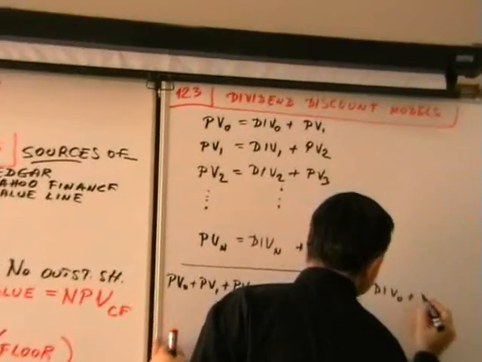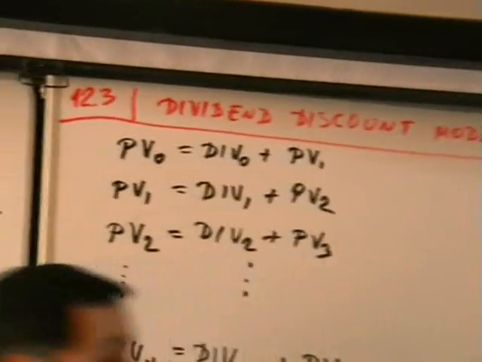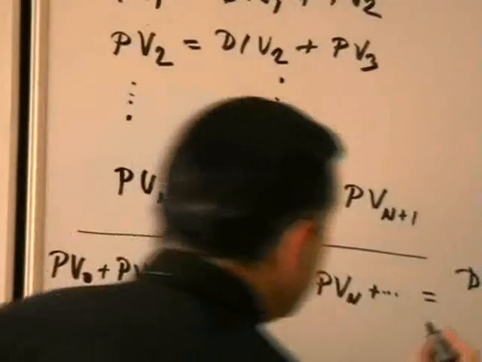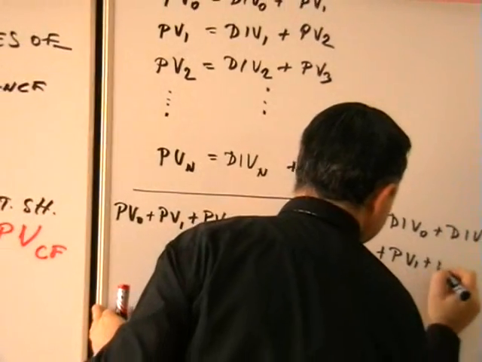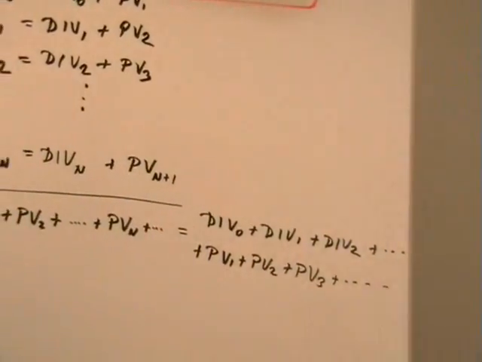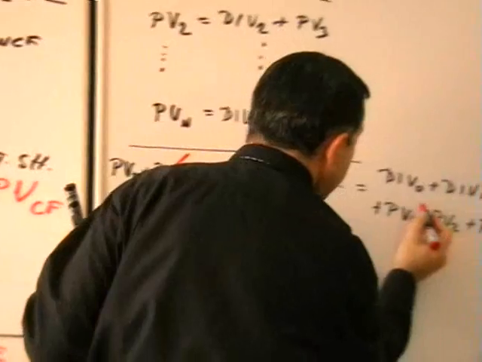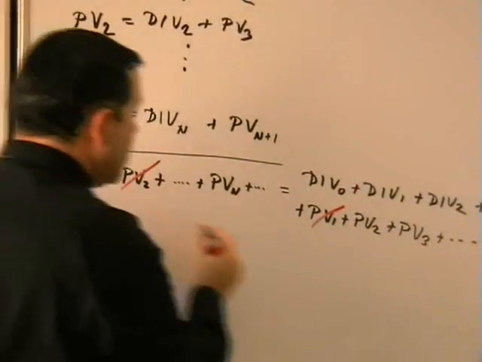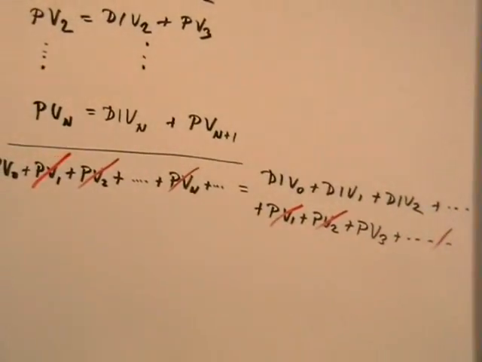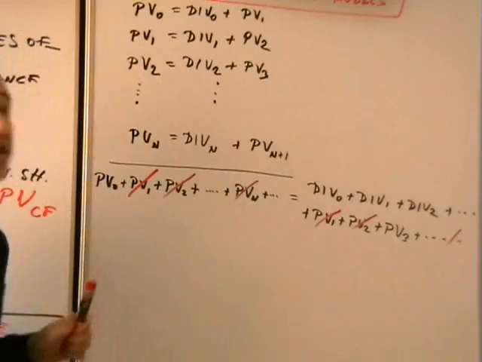Dividend 0 plus dividend 1 plus dividend 2, plus dot dot dot, and then I have plus PV1 plus PV2 plus PV3 plus dot dot dot. Now we have cancellation. This PV1 cancels with this PV1. PV2 cancels with this PV2. PVN cancels with PVN. And everything cancels out, unless PV0 equals PV0. So, zero.